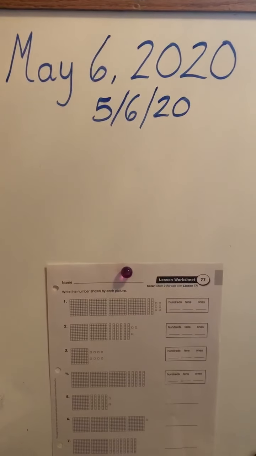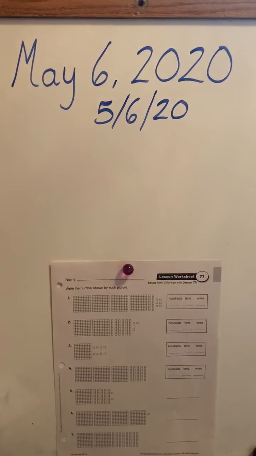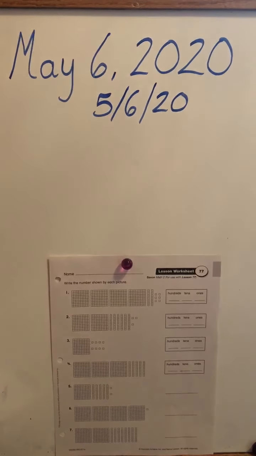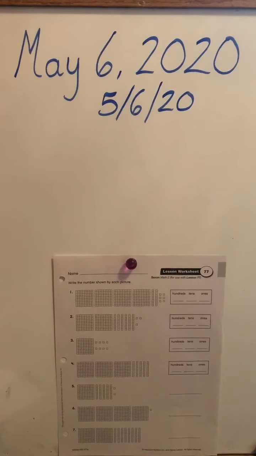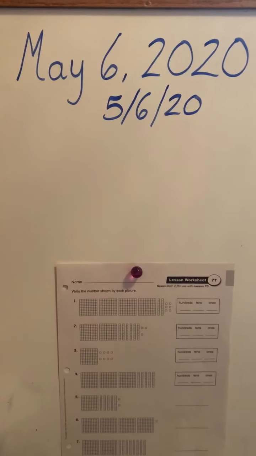This is Math Lesson 77, and today's date is Wednesday, May 6th, 2020. We're going to continue writing three-digit numbers using our base 10 blocks. Look at this number.